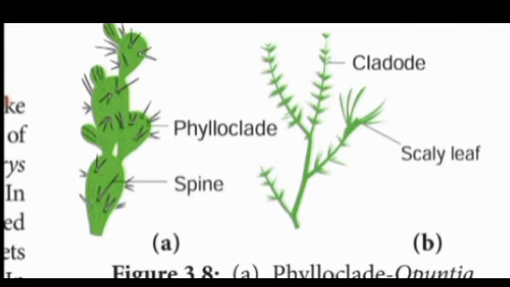So in the phylloclade, for example the cactus plant, the stem performs the function of the leaf. The stem is flattened and green and performs photosynthesis. The leaves are reduced in size, or sometimes modified into a spine-like structure, to avoid transpiration. The next topic is cladode.